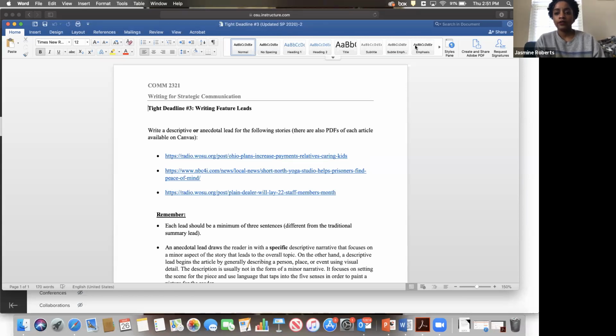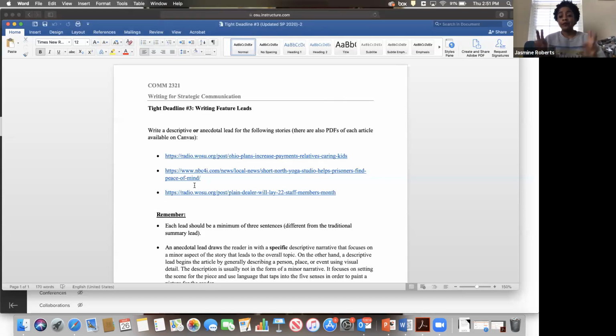So what I'd like you guys to do for this assignment, which is due next Tuesday at 11:59 p.m., is to essentially practice writing feature leads. For each story that you see here that's actually been published, you are going to write a feature lead. Now, all the stories that you see are actually traditional news stories. In other words, they're written in a way that you would find in a traditional news story. They don't have feature leads. So you're going to make up a feature lead for each story.